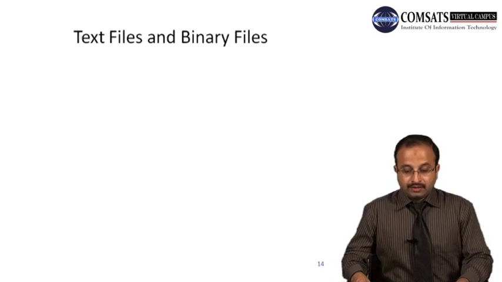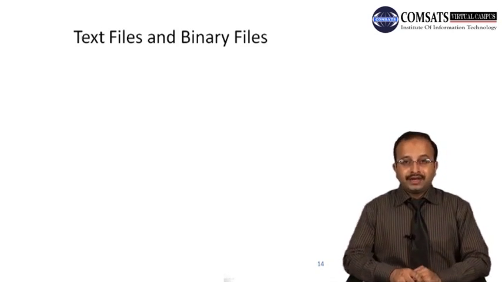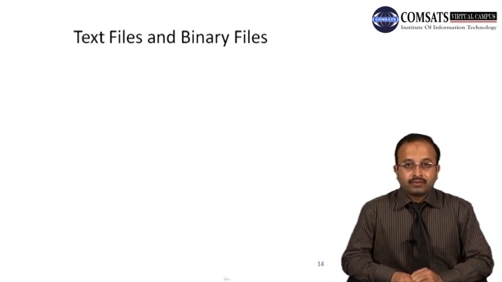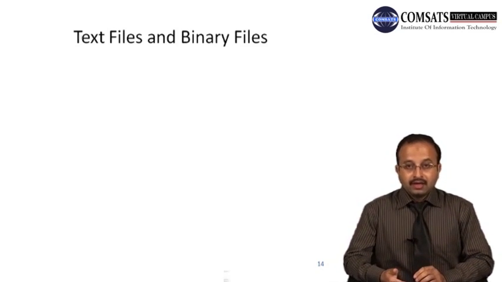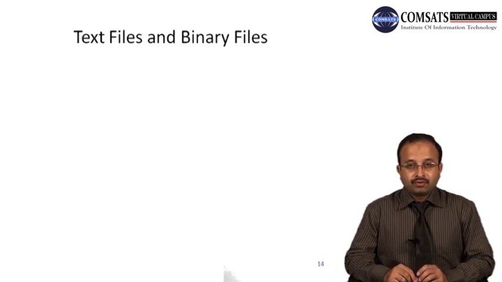Now let's see the difference between a text file and a binary file. Until now we are reading and writing the content from a text file, because you can see every time I open the file and modify the content, then run the C program and then read those contents. So this is a text file. That is, you can open the file and you can understand each and everything in that file.